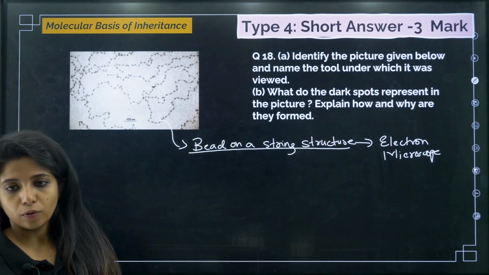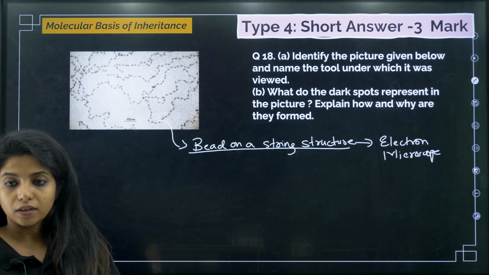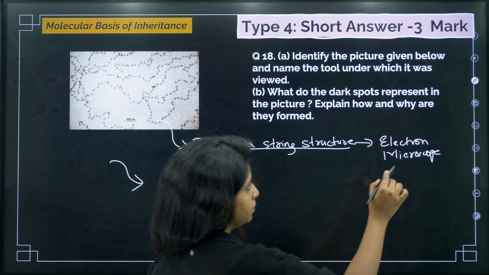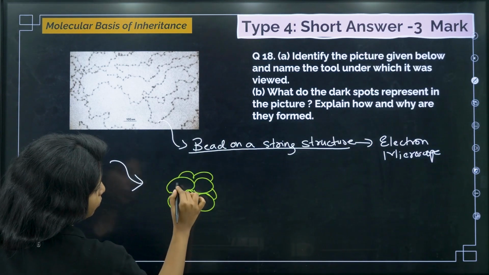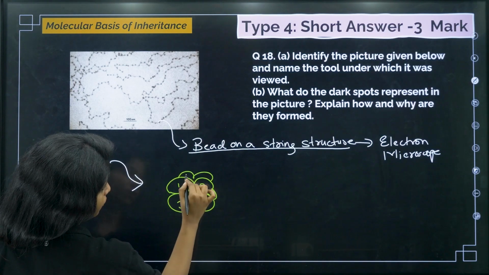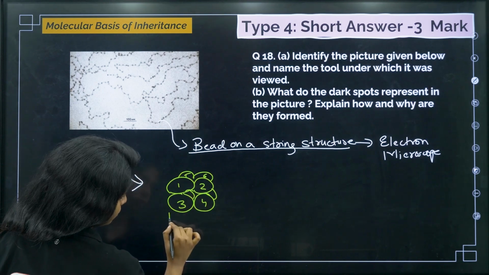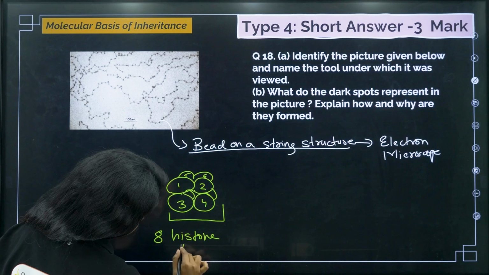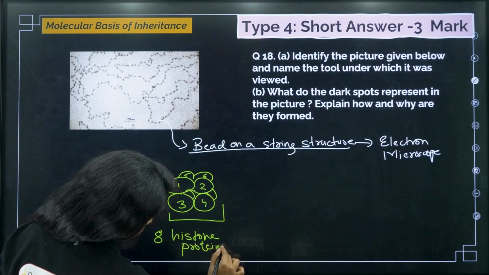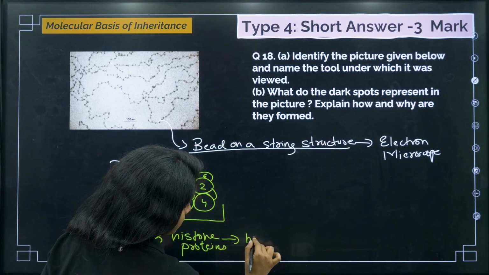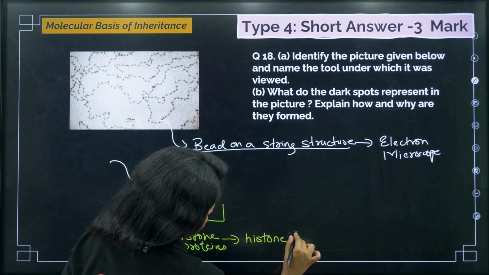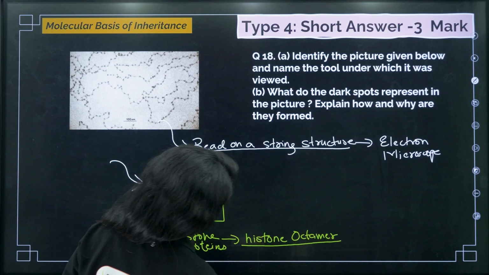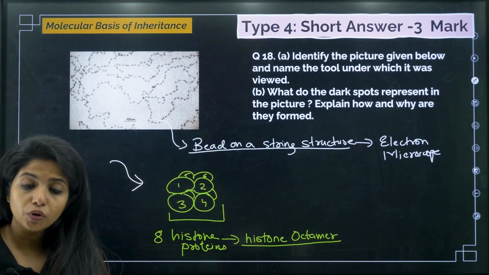Now, what do the dark spots represent over here? What do you think these dark spots are? The dark spots that you see over here, children, are nothing but, over here, 1, 2, 3, 4, 5, 6, 7, 8, eight histone proteins. You call this a histone octamer.